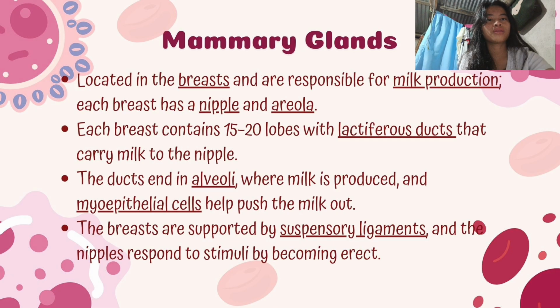So we have the internal structures, which are the lobes and the lactiferous ducts. Inside each breast, there are 15 to 20 lobes arranged like sections of a circle, and each of them connects to lactiferous ducts, which act like milk tubes, and these ducts carry milk from inside the breast to the nipples.